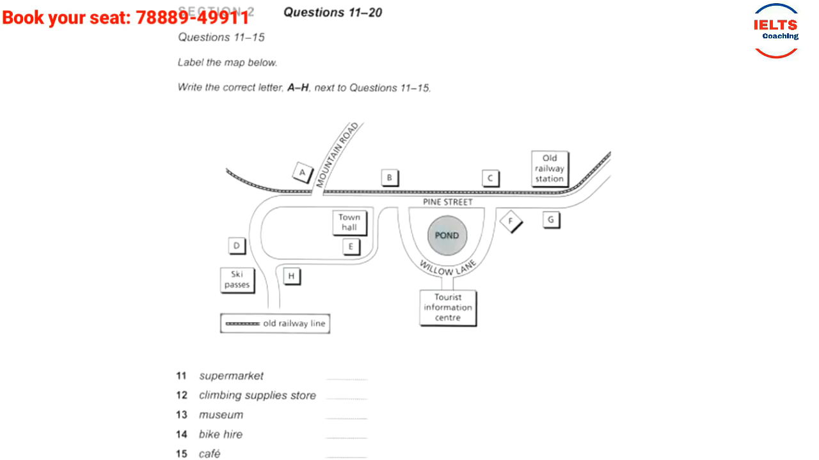So let's go ahead and hit question number 14, bike hire. If you're planning on following one of the easier forest walks, you might like to hire a bicycle. To get to the hire shop, again, you need to head to Pine Street. On the left-hand side of Pine Street, you'll see the town hall. Go down the little road that you come to just before it, and you'll find the bike hire shop just behind the hall. They have a good range of bikes, so I'm sure you'll find something that suits your needs.